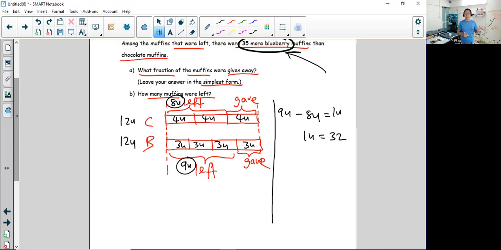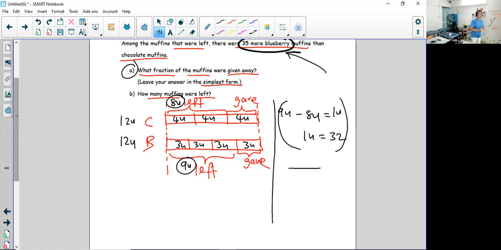So actually we can do part A already without all these number statements. What fraction of the muffins were given away? Let's use the units to get the fraction. You can see the model drawing is very effective. Do you know that for part A, we don't even have to have all these steps here. We can do part A already, by looking at the units to get the answer.